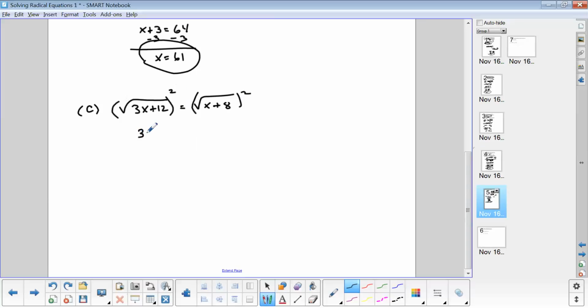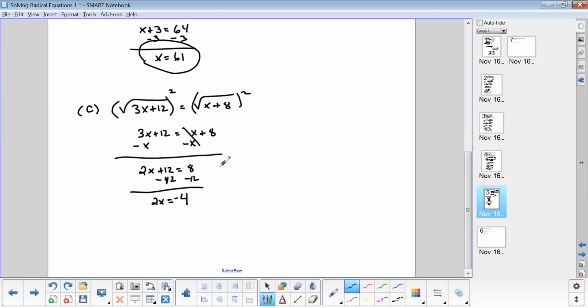So that's going to give me 3x plus 12 equals x plus 8. Removes the radicals from both sides. So now it's just a linear equation with multiple moves. So that gives me 2x plus 12 is equal to 8. And subtract 12. And I get 2x is equal to negative 4. So that means x is equal to negative 2.